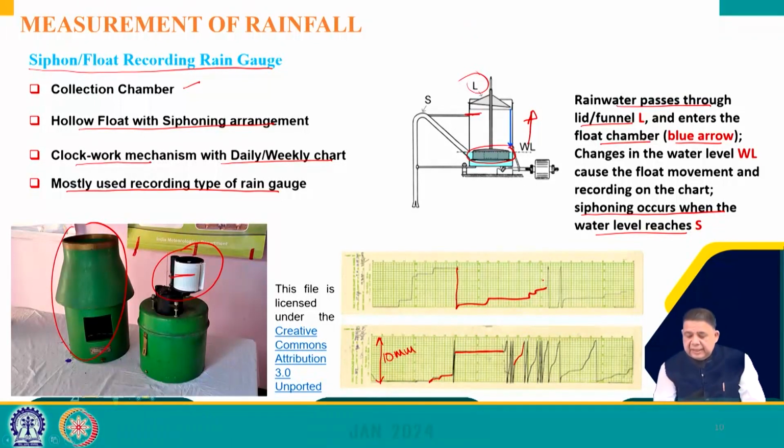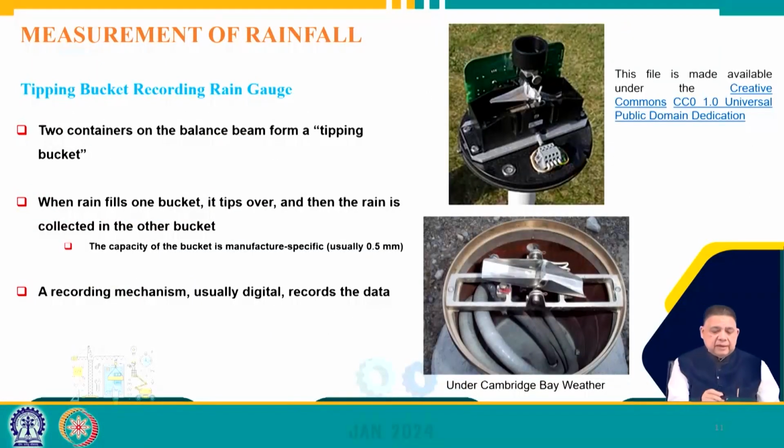The advantage of this kind of recording rain gauge is that, because siphoning takes place, it can record any kind of heavy rainfall during an event, and this is of course the most popularly used recording type of rain gauge. The other recording type of rain gauge is the tipping bucket recording rain gauge. It basically consists of two containers on a balance beam which form the tipping bucket.